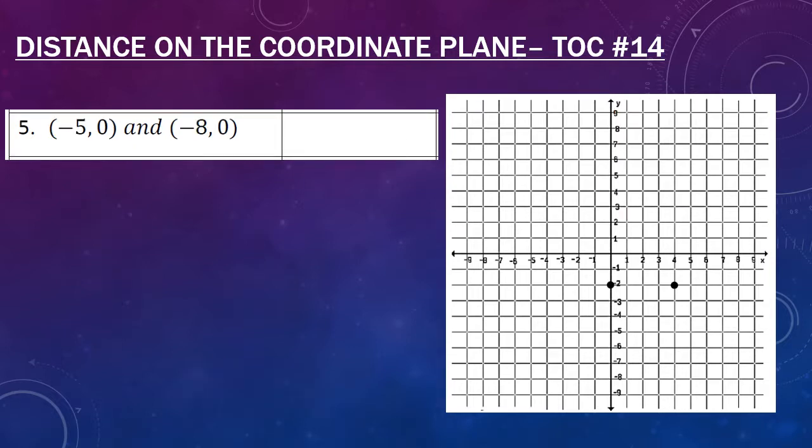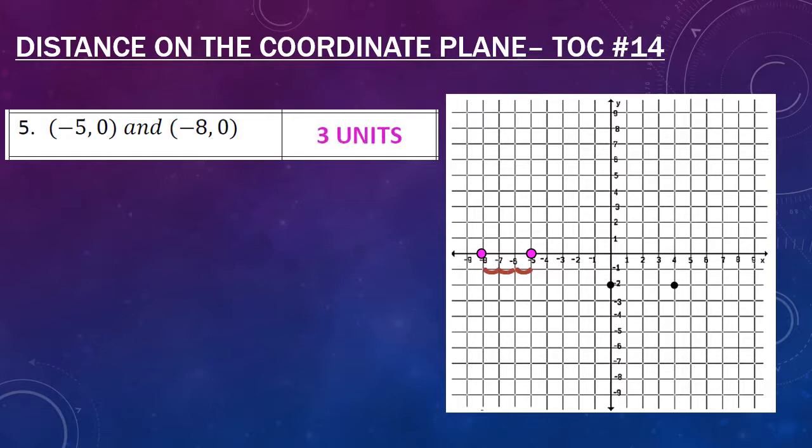Here's another one where instead of being on the y-axis, these are both on the x-axis this time. So this one goes over negative 5 and then up 0. And the second one is over negative 8, but up or down 0. So they're both on the x-axis this time, but since they're on the x-axis, they're not across the y-axis. So if I count 1, 2, 3, they are 3 units apart.